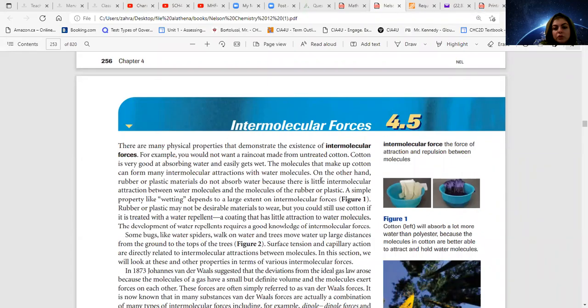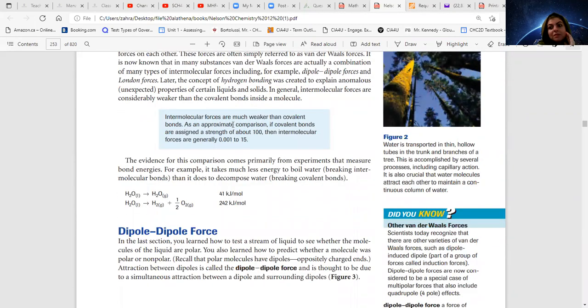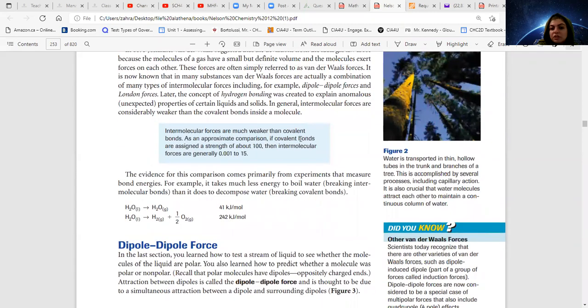4.5 Intermolecular forces. Intermolecular forces means that when you have a substance, there will be an attraction between its own molecules. For example, with water, you have molecules of water, and they attract each other. That's why they are in liquid form, right? Intermolecular forces are different from the bond forces. Make sure you know it. The intermolecular force is much weaker than covalent bonds. As an approximate comparison, if the covalent bond is 100, then intermolecular forces are 0.001 to 15.